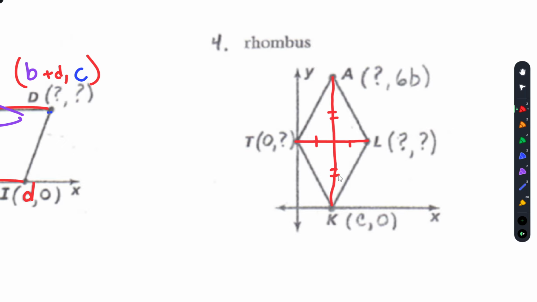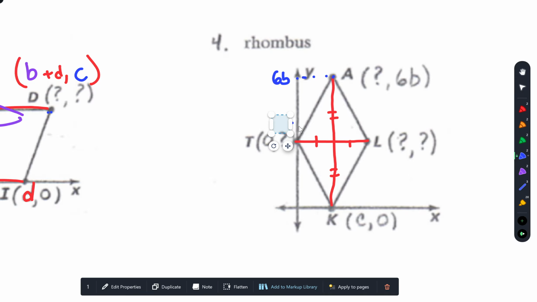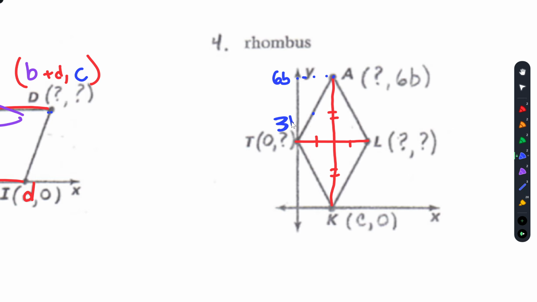So if I'm trying to figure out, let's go with the y values first. For T and for L, I need the y values. Well, the y value of A hits here at 6B. If I want to go halfway down, what's the y value of T and L? That's halfway to 6B. Casper? 3B. And 3B. Okay, perfect.